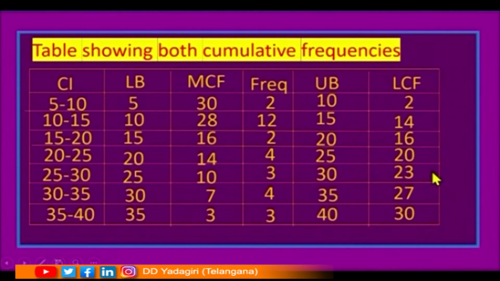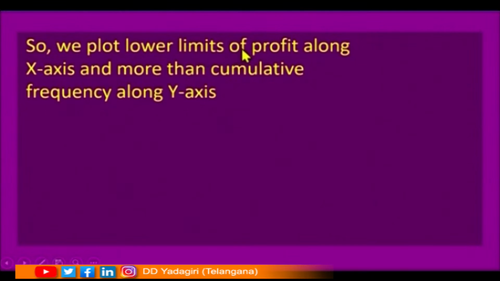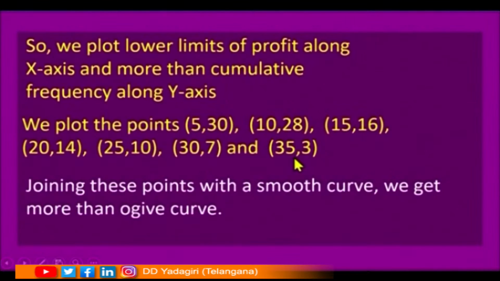After getting this, first of all you are going to represent the more than cumulative frequency information. You take the more than cumulative frequency and take the x values as lower boundaries. You are going to get the more than OG curve. We observe that more than cumulative frequency is given, so we plot lower limits of the profit along the x-axis and more than cumulative frequency along the y-axis. The plot points are 5, 30; 10, 28; 15, 16; 20, 14; 25, 10; 30, 7; and 35, 3. These points have to be represented on a graph sheet and joined with a smooth curve.